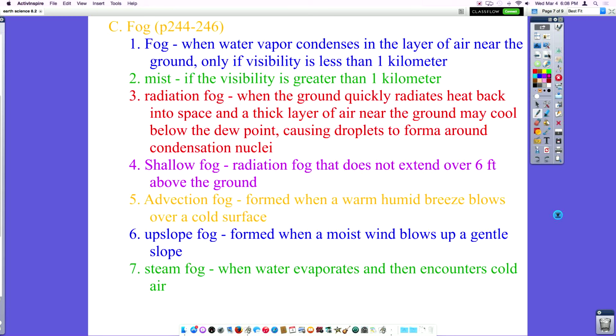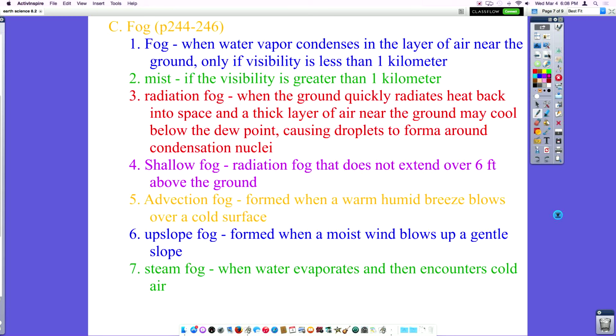And there are actually several ways of describing fog. It kind of depends on different things. How it's formed is probably one of the most common ways that they are categorized. The first one you have here is radiation fog, when the ground quickly radiates heat back into space and a thick layer of air near the ground may cool below the dew point.